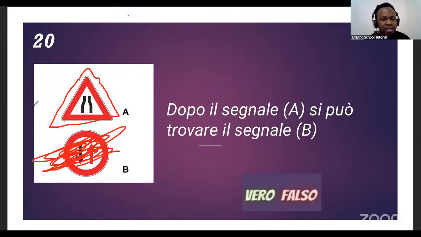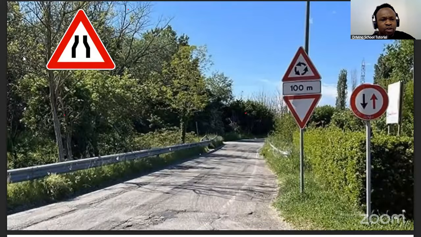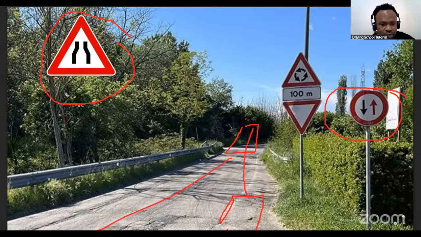Then the sign B is segnale di precedenza. The sign B is telling me that in that bottleneck road, I will have to give right of way to any vehicle that I find in that bottleneck road. Which means if I'm in a situation like this, 150 meters before they will give me this sign. Then when I get to the place where I have to give right of way, they will give me this one. If there's any vehicle coming from my opposite direction, then I will have to wait for that vehicle to pass before I engage the bottleneck road.